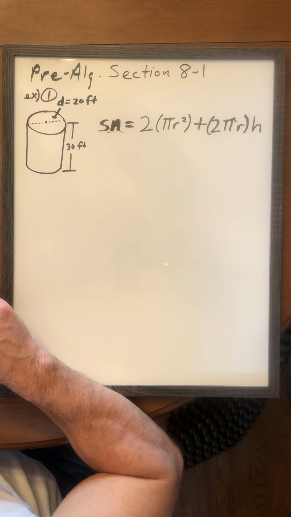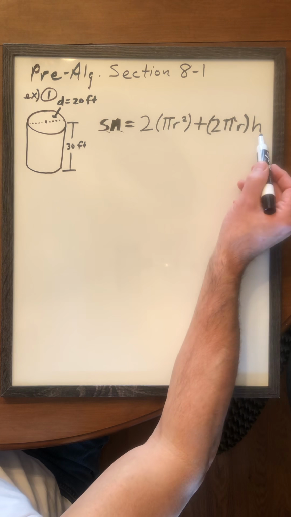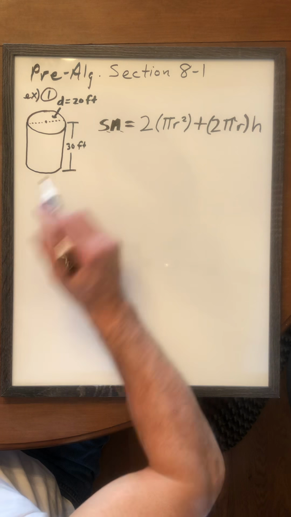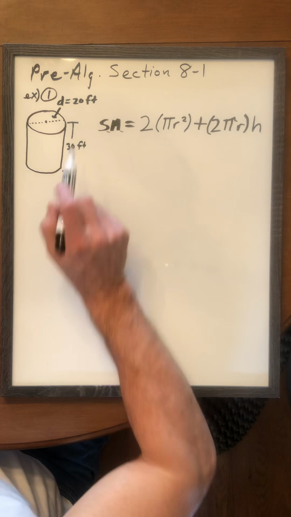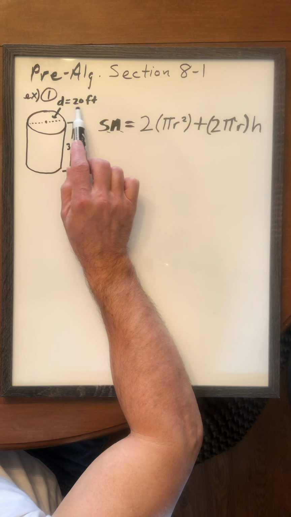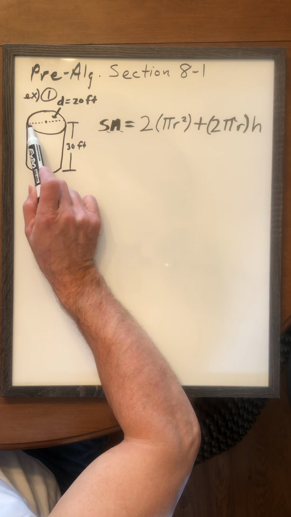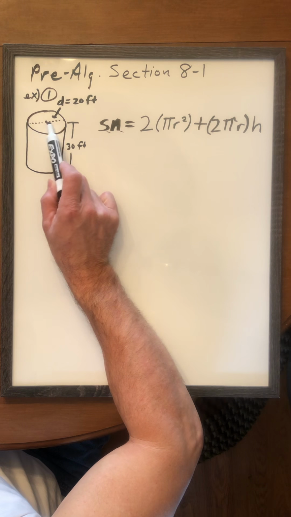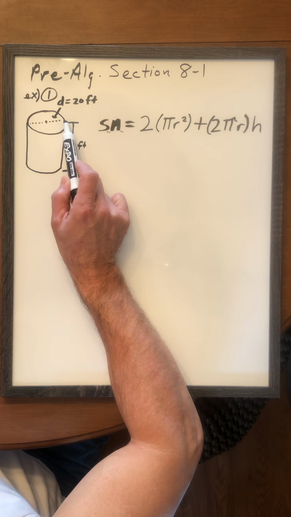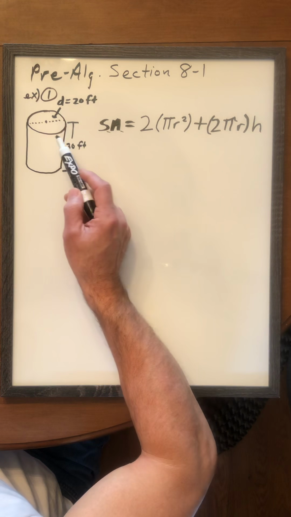So the things that we need to plug into our formula are the r, which is the radius, and the height, which in this case is going to be the 30, the height of the cylinder. Now, notice they are giving you d equals 20 feet. Sometimes they don't just give you the radius. Here the dotted line goes all the way across from one side of the circle to the other. That is the diameter. And we need the r, which is the radius, which is half of the diameter.